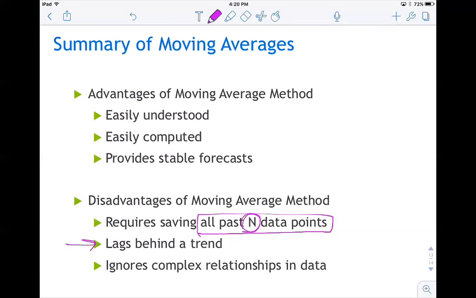You will see that moving average methods lack a trend. This means that they are actually late in catching up the recent trend in the data. So they take some time to respond to the changes of what just happened historically. And it might ignore some complex relationships in the data, especially if you have a nonlinear trend in your data set. Moving averages may not be really good forecasting methods in that case. All right, so the next video that's coming up is going to show you how to do moving average method and weighted moving average method in Excel.